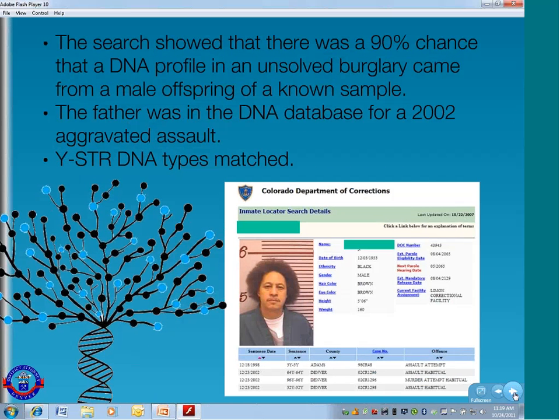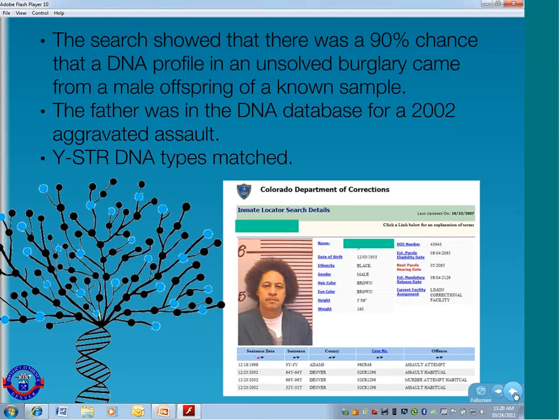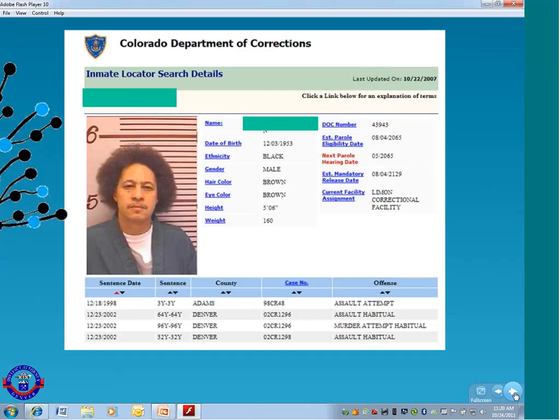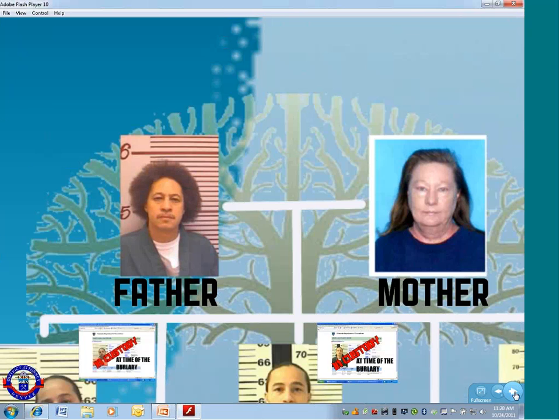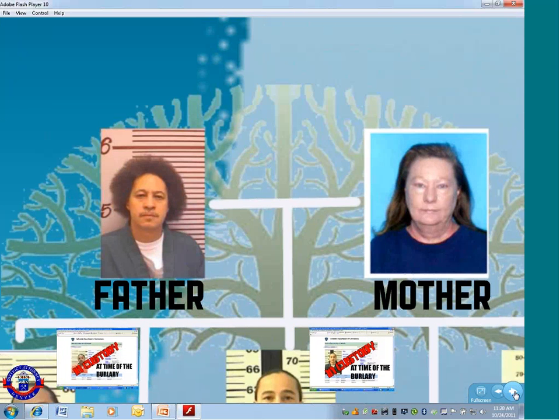So in those 5, and this is an example of one of the 5, we got a 90% chance that we had a father-son relationship in our small database from an unsolved burglary. The father had been put in the database from 2002 for an aggravated assault. You can see a photograph of him, although you can't see his name. We ran the Y-STR testing once we got the likelihood ratio of 90%, and we had the same Y chromosome. So this is how the conventional investigation proceeded.